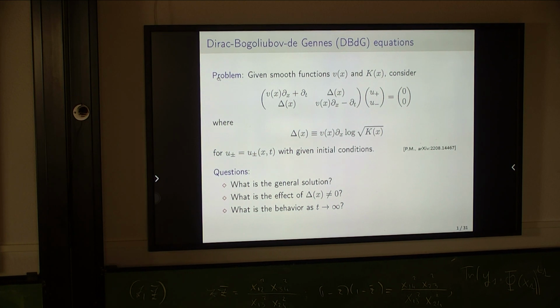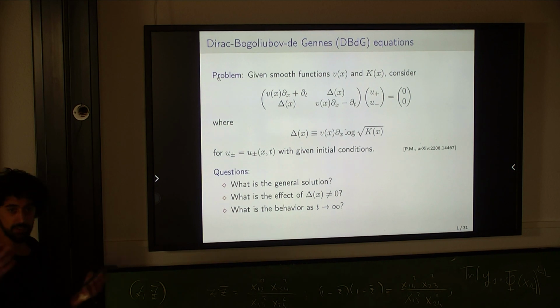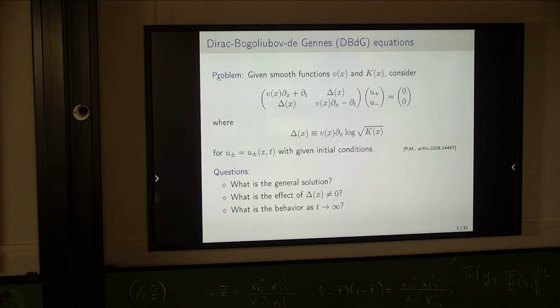So the question for this equation is: can you obtain a general solution when you have these functions that depend on space? What is the effect of this off-diagonal term? And what is the behavior as t goes to infinity? This would be used to study, for instance, a quantum quench. You start with some initial condition, and you want to see how the system evolves later on.